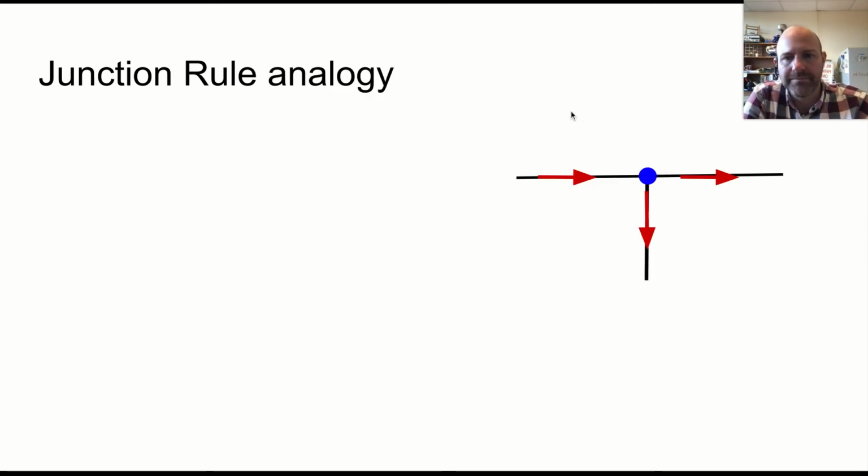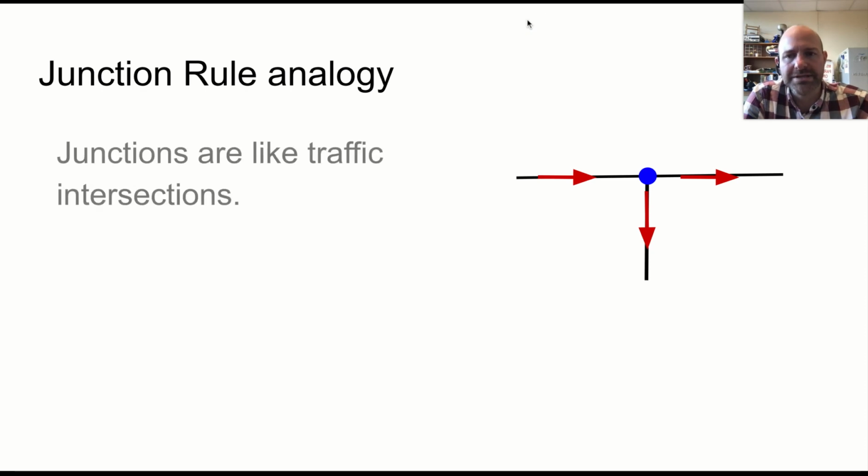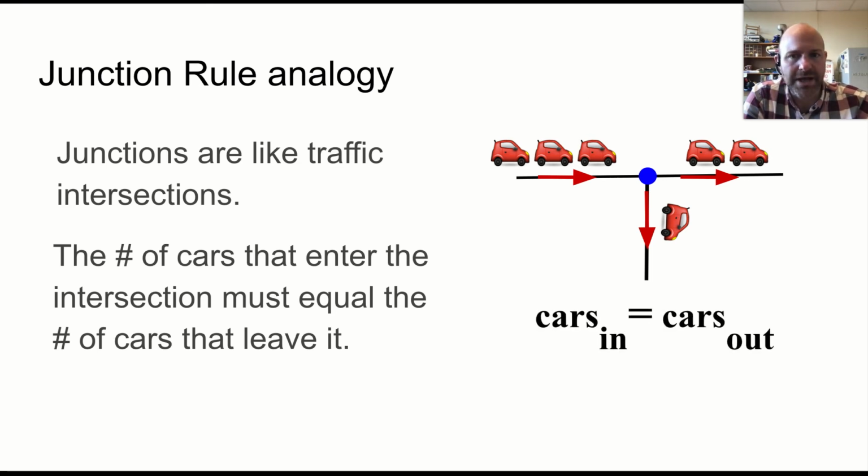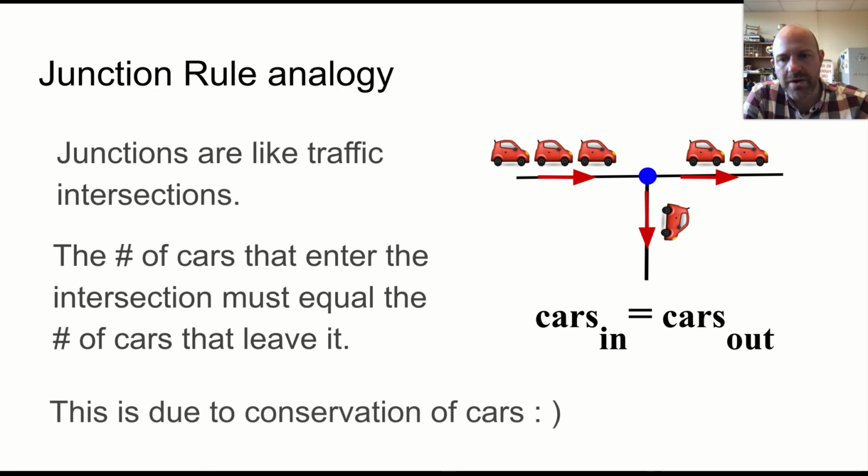So the junction rule analogy is this. If there are 3 cars coming into this intersection and 2 go straight, then 1 goes left. Or if 1 goes left, then 2 go straight. The total number of cars entering the intersection must be the same number of cars exiting the intersection. They can't just appear or disappear. Cars in equals cars out. And so this is due to the well-known conservation of cars law.